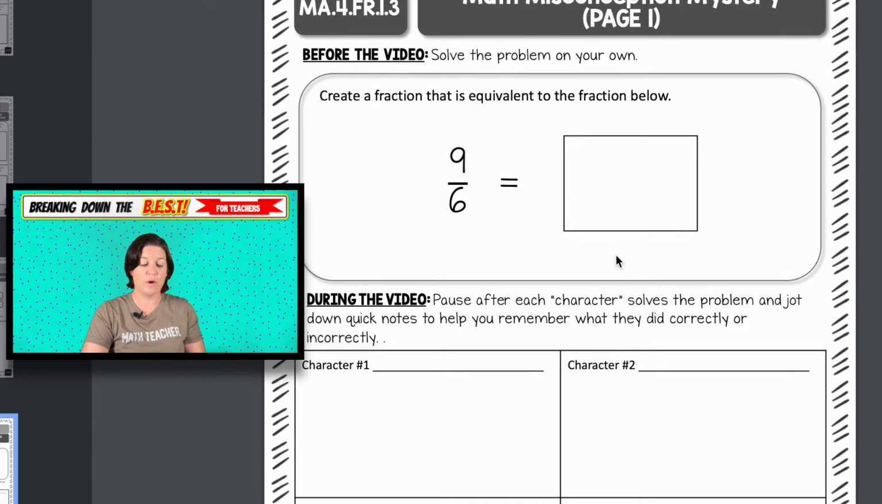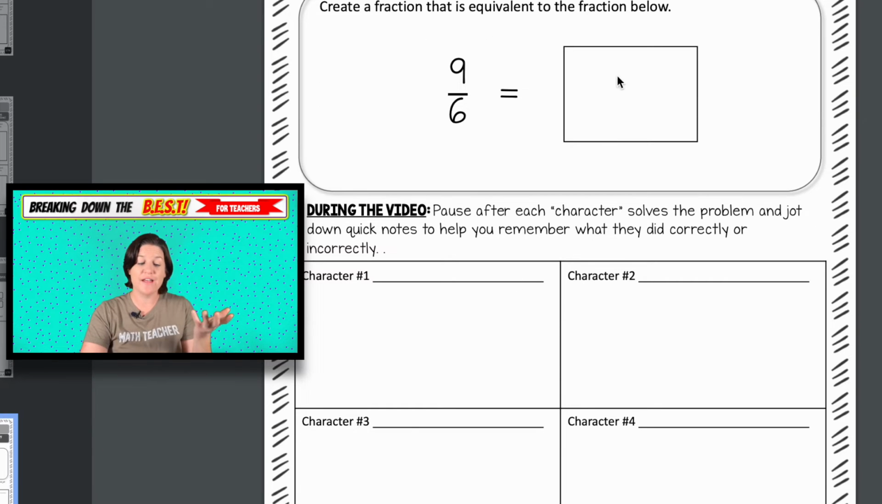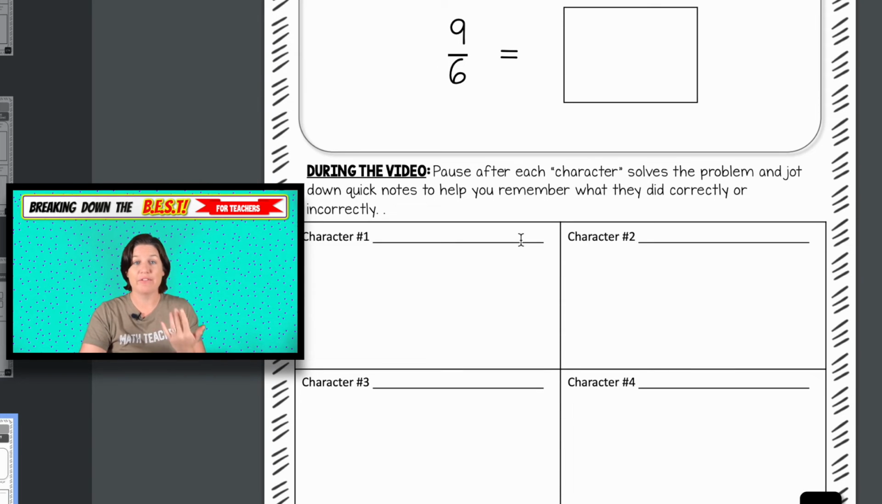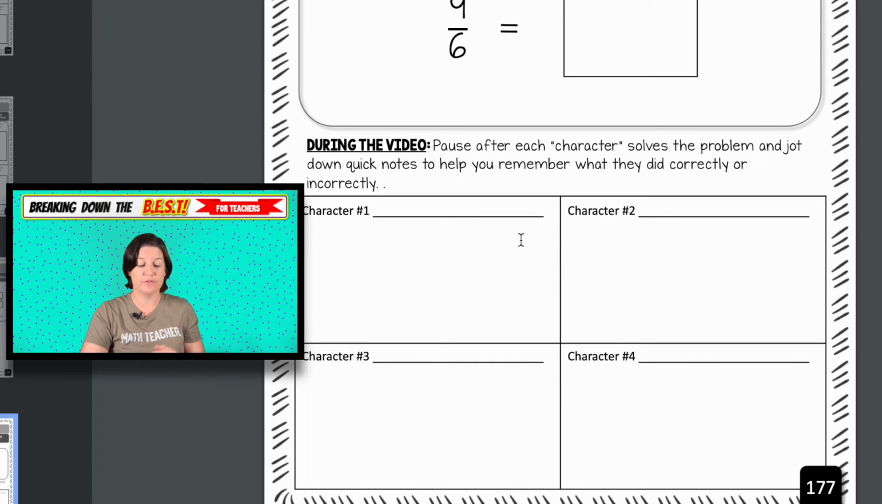And then students will watch as 4 characters solve that same exact problem. 3 of those characters are going to make a mistake that students commonly make, maybe only multiplying the numerator, only multiplying the denominator, maybe just flipping them to be 6/9, right? Only one of the students, though, will have the correct answer, the correct method for solving.